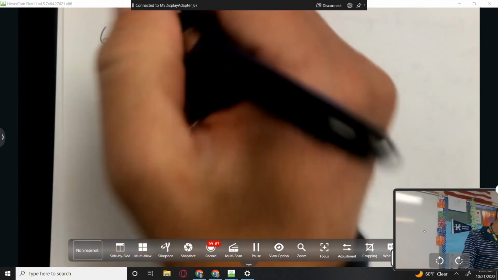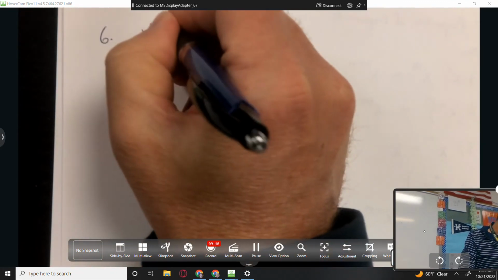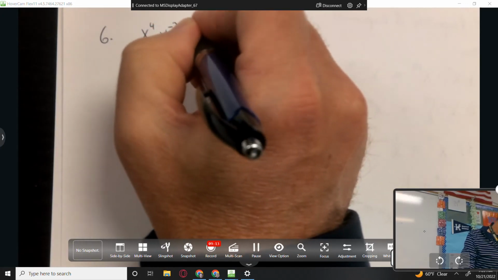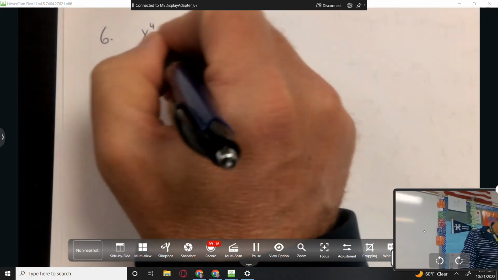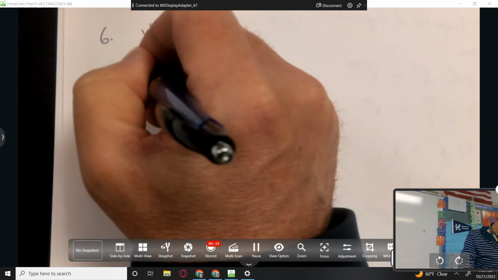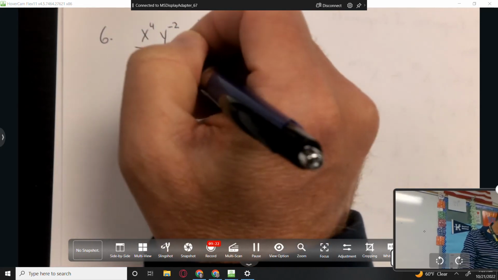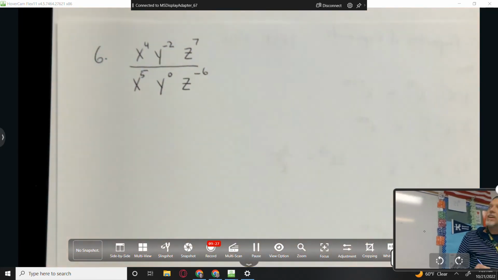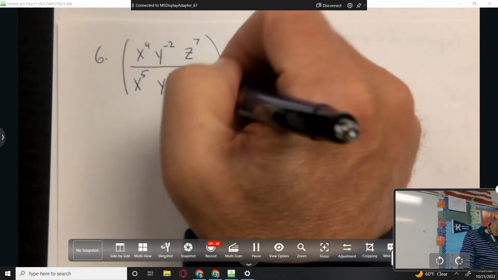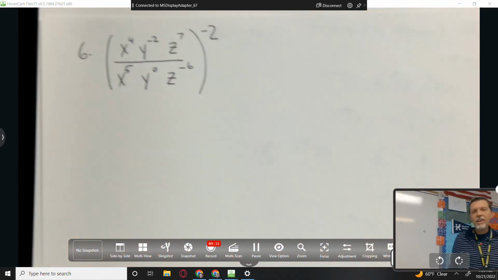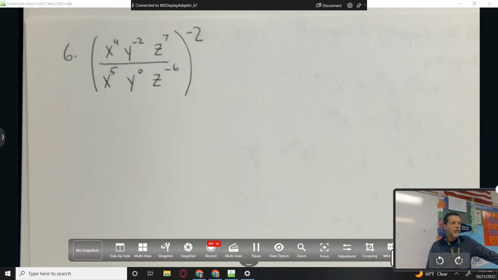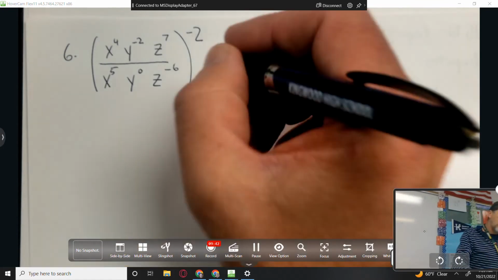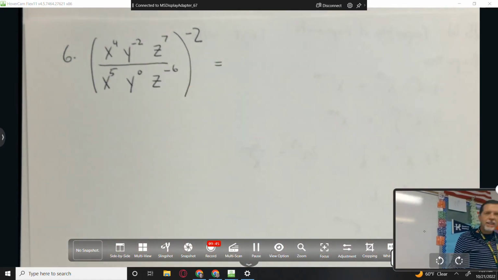Number 6. X to the 4th, y to the negative 2, z to the 7th, all over x to the 5th, y to the 0, z to the negative 6, all to the negative 2. Just start throwing everything at you all at once here. Again, like last time, I think I'd clean up all the inside first and then worry about the negative 2.